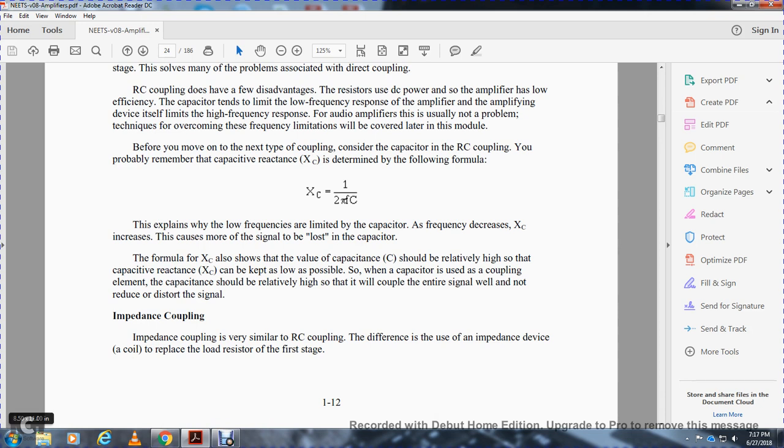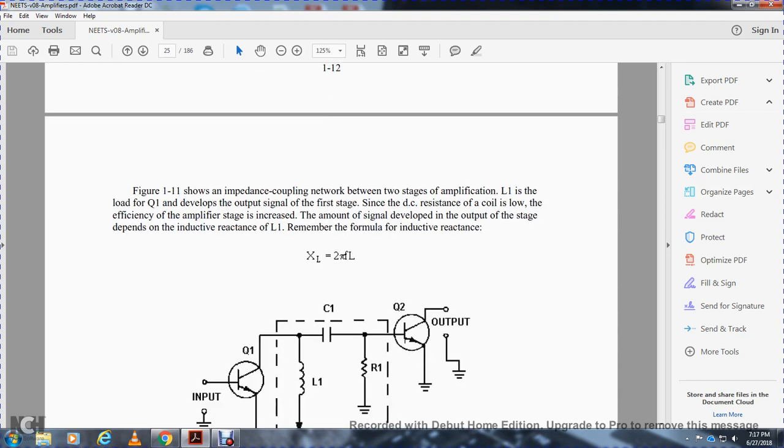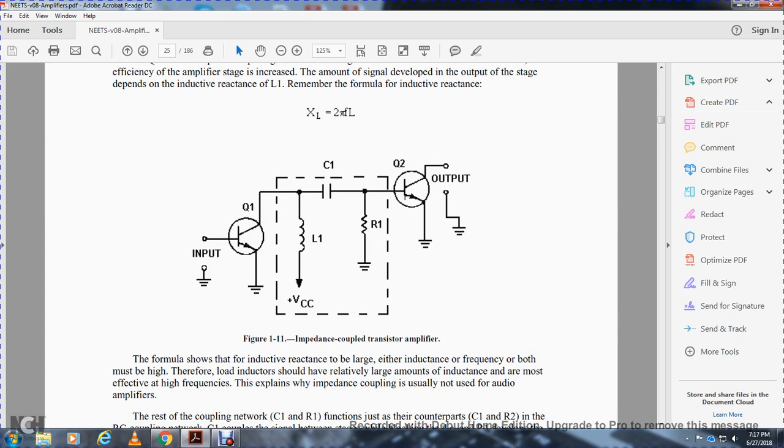Impedance coupling. Impedance coupling is very similar to RC coupling. The difference is that an impedance device, a coil, is used to replace the load resistor of the first stage. Figure 1-11 shows the impedance coupling network between the two-stage amplifier, with inductor L1 as the load for the Q1 transistor, developing the output signal of the first stage. Since the DC resistance of the coil is low, the efficiency of the amplifier stage is increased. The amount of signal developed in the output stage depends on the inductive reactance of the L1 inductor. Remember the formula: inductive reactance is 2 pi times the frequency times the inductance. Figure 1-11 shows impedance coupled transistors with their own circuitry. You see the inductor L1, capacitor C1, and resistor R1 in between the grounded transistor Q1 output and the transistor Q2 input.